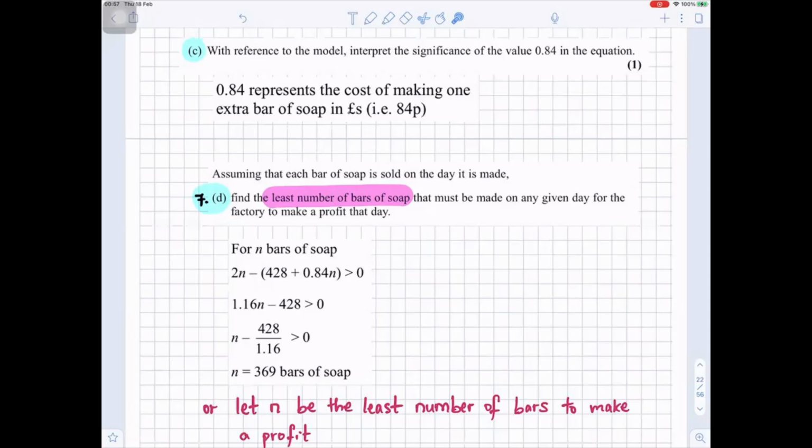Assuming that each bar of soap is sold on the day it is made, find the least number of bars of soap that must be made on any given day for the factory to make a profit that day. So if you have n bars of soap, so 2n minus 48 plus 0.84n should be bigger than 0. So you remove the bracket. So 1.16n, 2 minus 0.84 is 1.16. 1.16n minus 428 is greater than 0. So you can divide by 1.16. So n is equals to 428 divided by 1.16, which will give you 369 bars of soap.